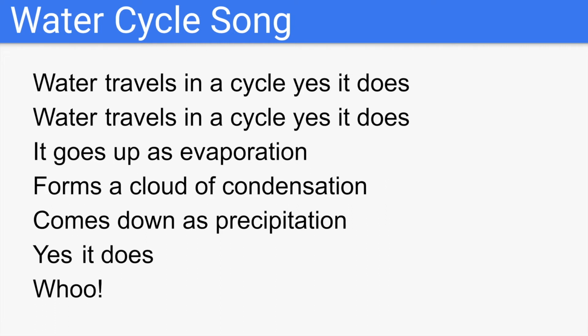Now we're going to be learning a song to help us memorize the water cycle. This song goes to the tune of She'll Be Coming Round the Mountain. It's important for us to learn a song like this so that we can use this as a tool to help us understand the water cycle and the parts of the water cycle. The song goes like this.